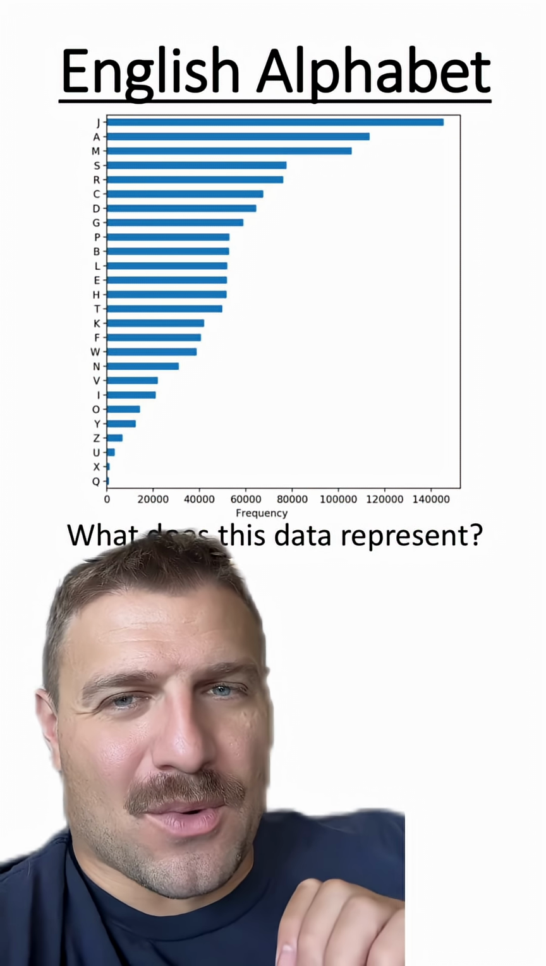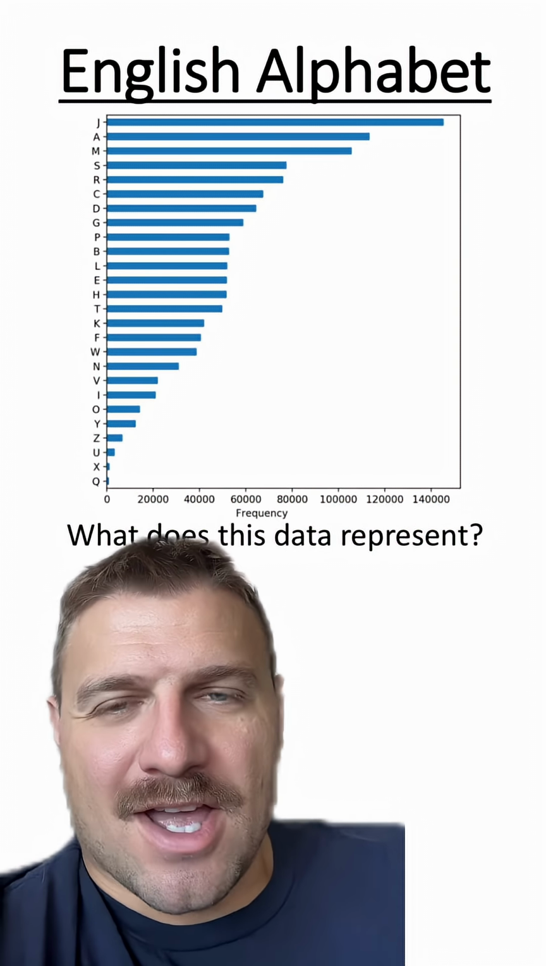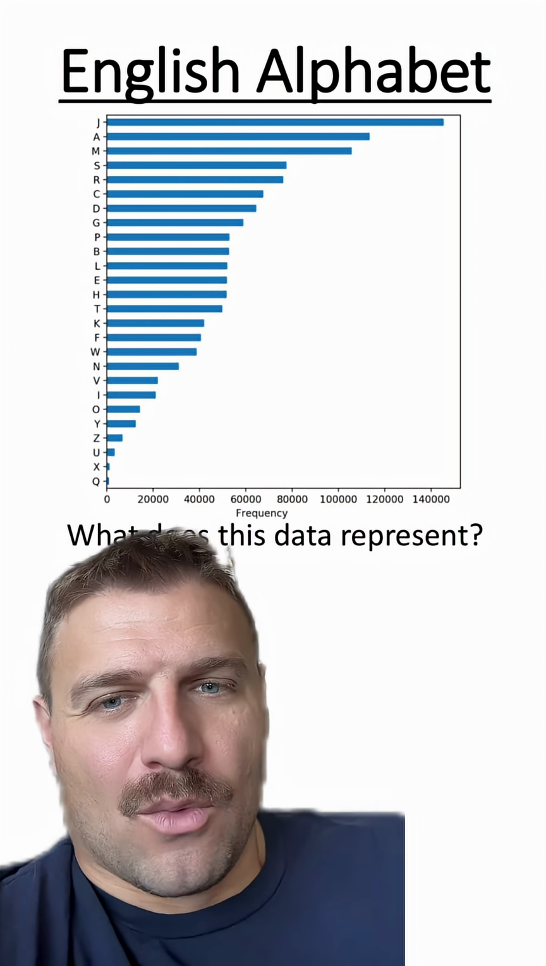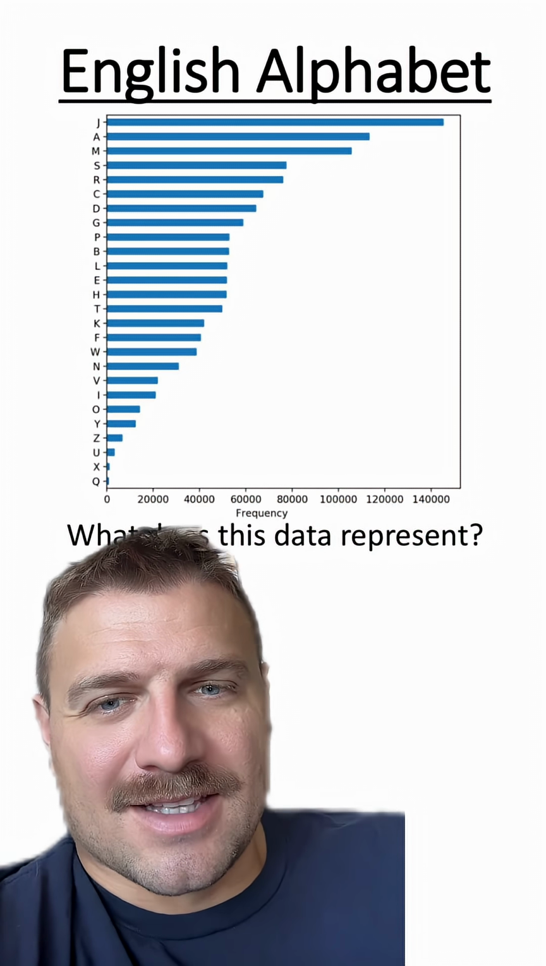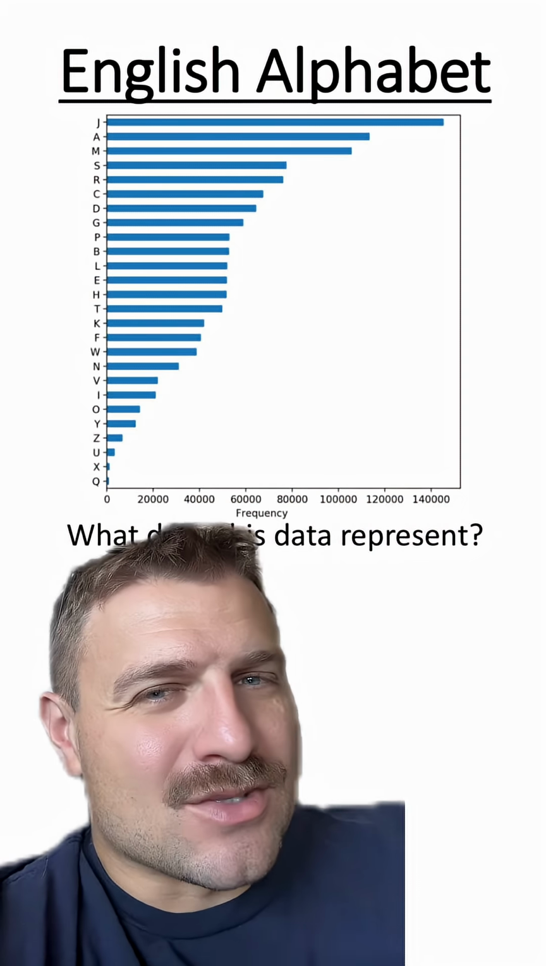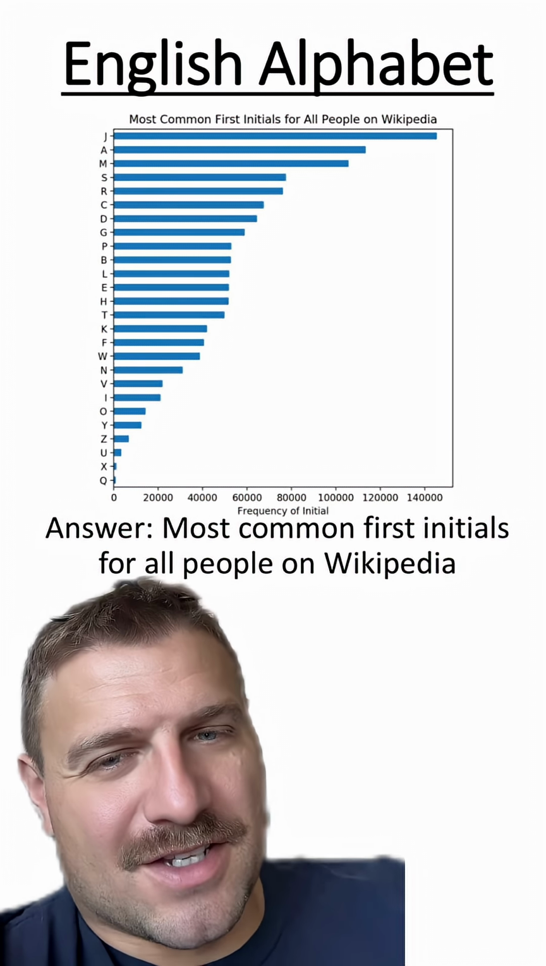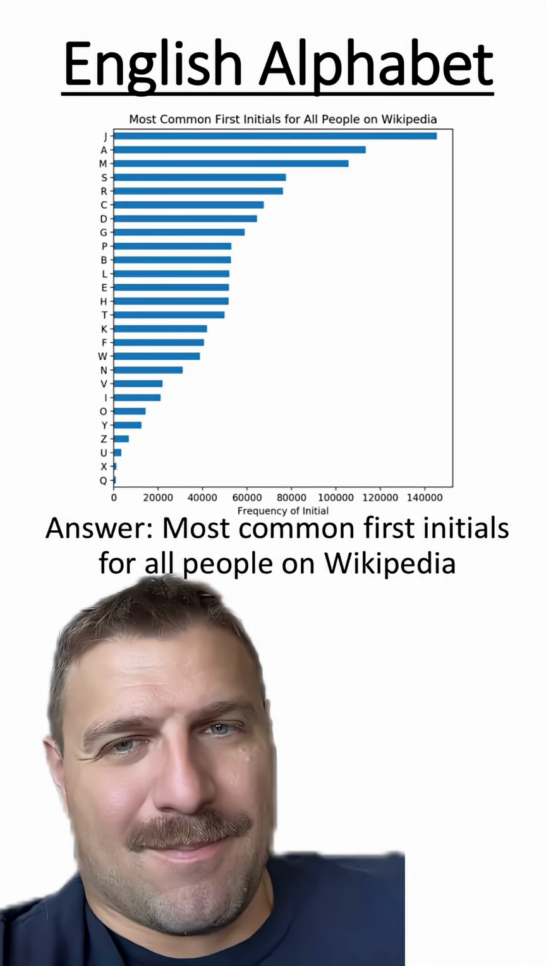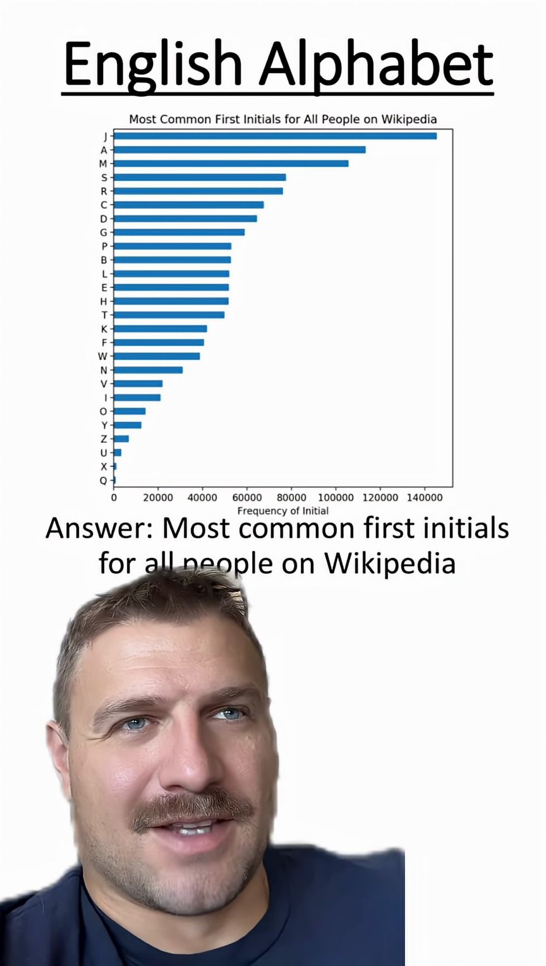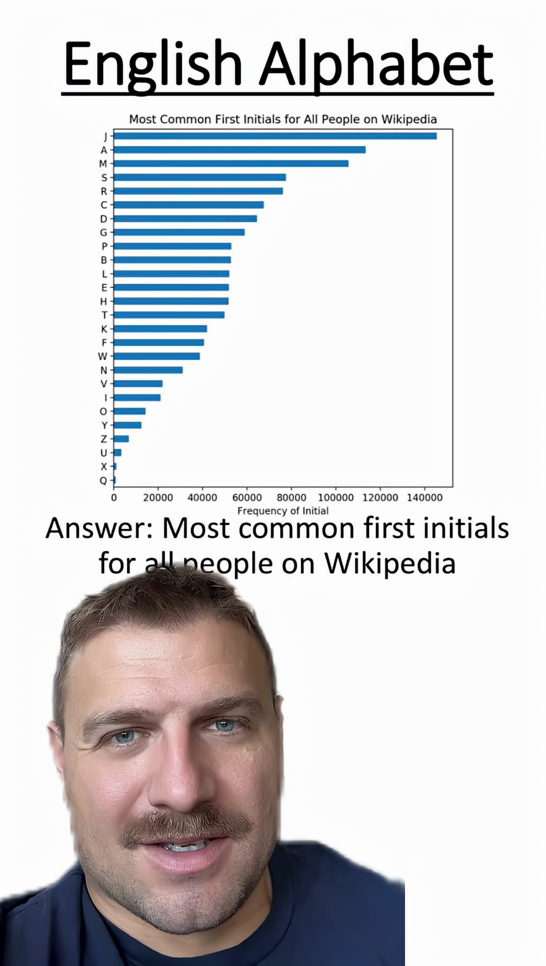This one's also really interesting. You can see at the top, J is the most common, while Q and X are the least common. Can you guess what this graph is representing? This graph is showing the most common first initials for all people on Wikipedia, meaning that the most common first letter of the name starts with J.